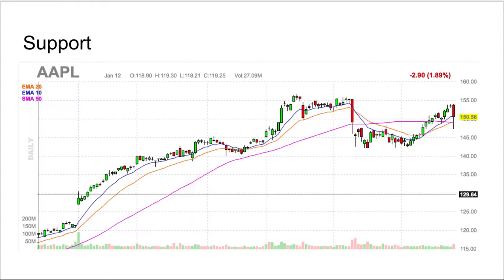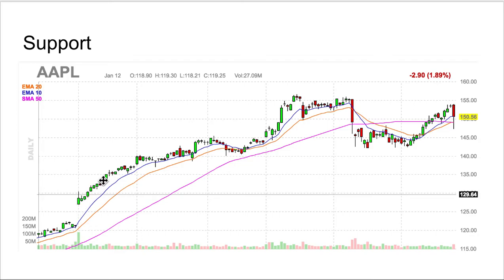Now, let's take a look at a few things about support and resistance, right? So here we are looking at an Apple stock. If we just take a look at it, we want to see where is the support and where is the resistance. So we talk about a regular support and resistance, and we talk about a dynamic support and resistance, right?